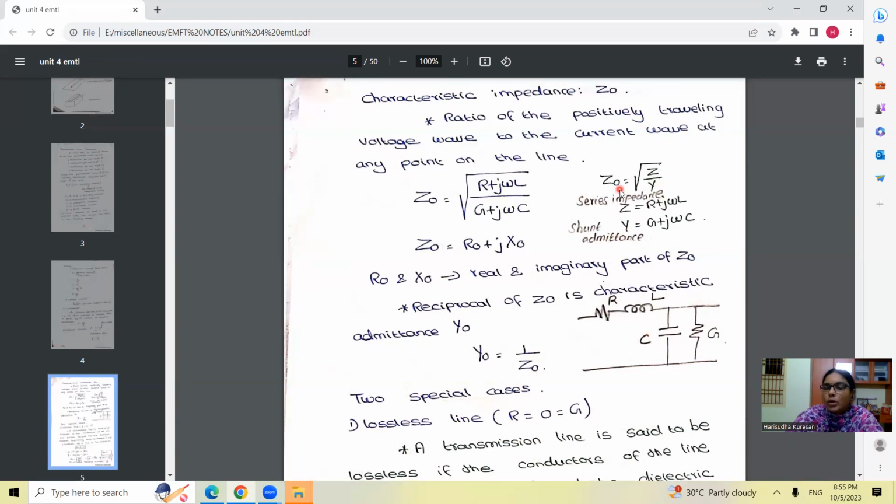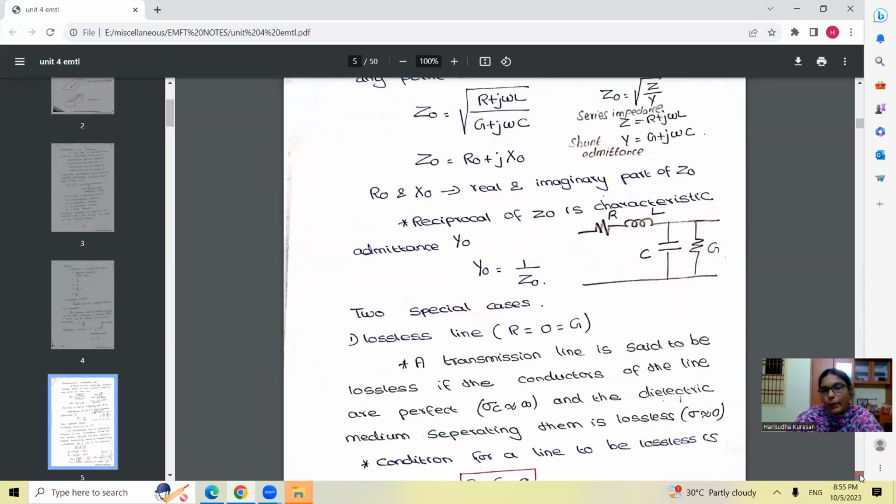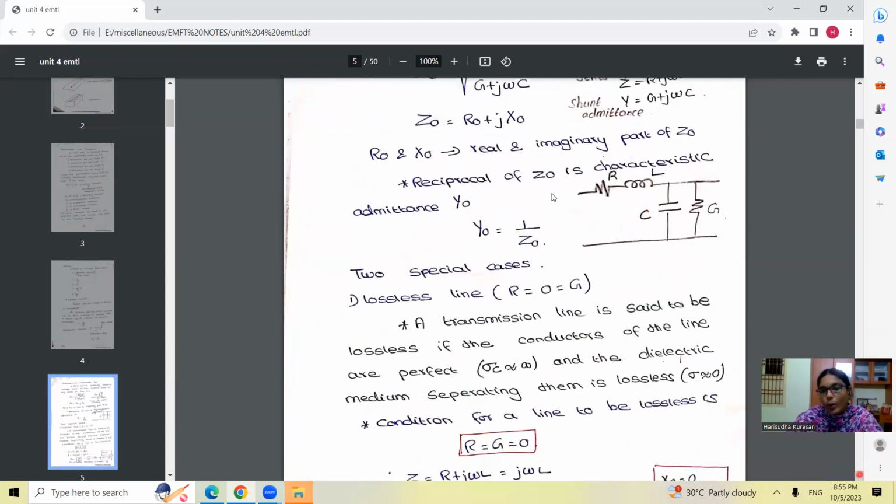So we know that Z0, the characteristic impedance, is equal to the square root of Z by Y. In the place of Z, I have replaced R plus jωL, and in the place of Y, I have replaced G plus jωC. So I can write the characteristic impedance as a real part and an imaginary part, that is R0 plus jX0. The reciprocal of the impedance is called the admittance. Therefore, Y0 is equal to 1 by Z0.